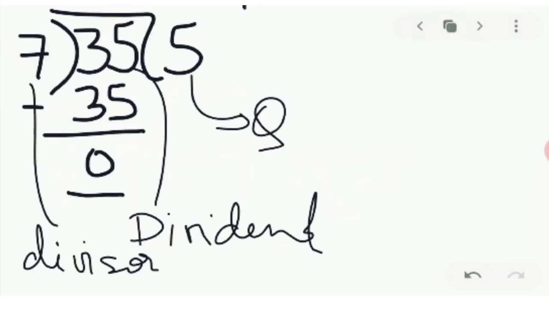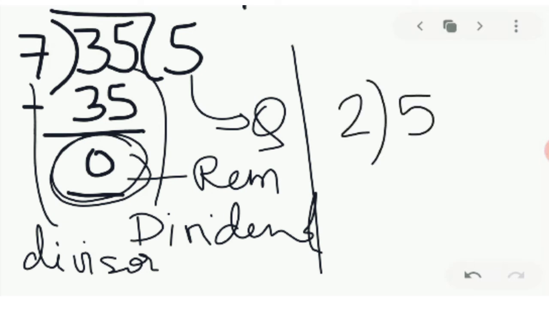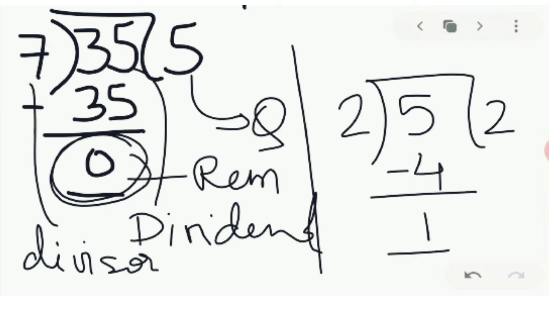Now in this question we saw that this is 0. That means 0 is the remainder. यहाँ पे 0 बच रहा है. So what is a remainder? Remainder is something which is left. कहीं कहीं 0 नहीं बचता है, कोई नंबर बचता है. For example, when we divide 5 by 2, we will get a remainder of 1. So the remainder is the leftover number.